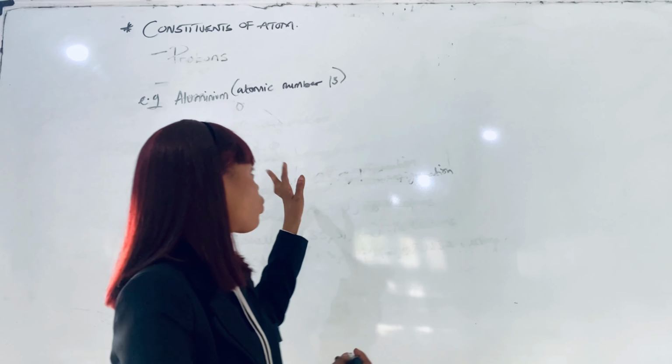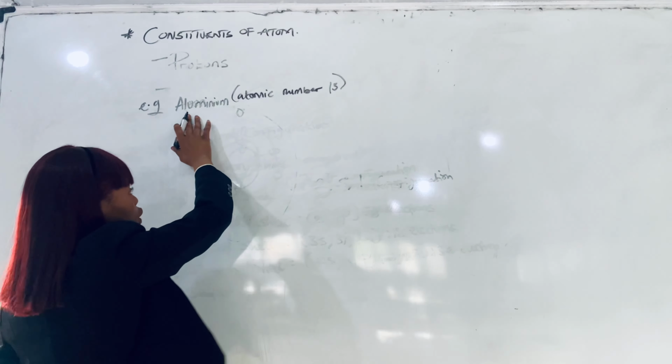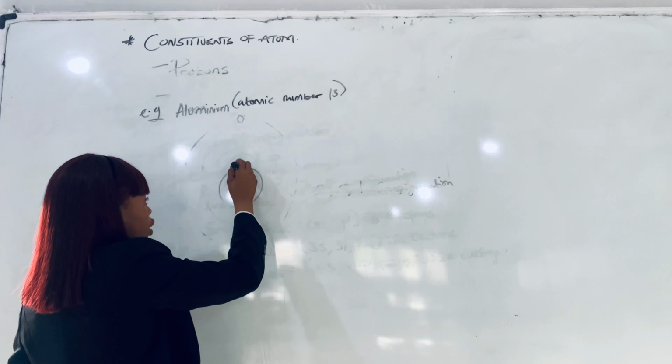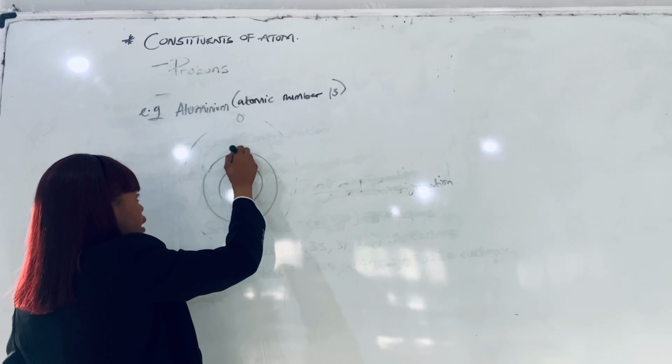Now, if you have solved the question on the board, let's do our correction together. So, aluminium has an atomic number of 13. So, like I said, our first shell can accommodate 2 electrons. Our second shell can accommodate 8.